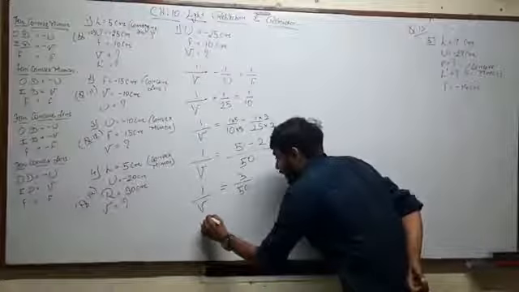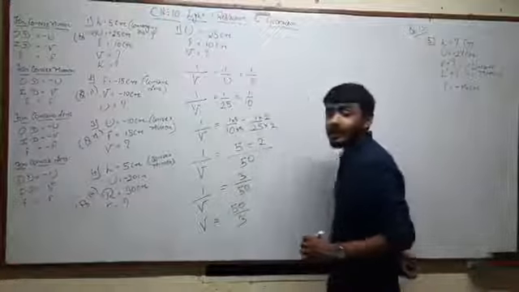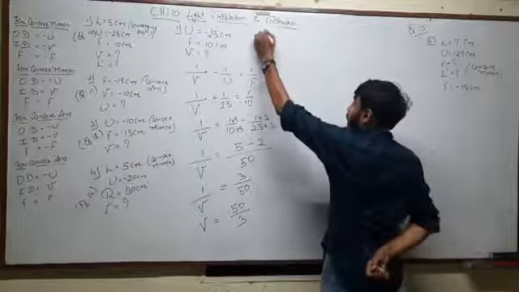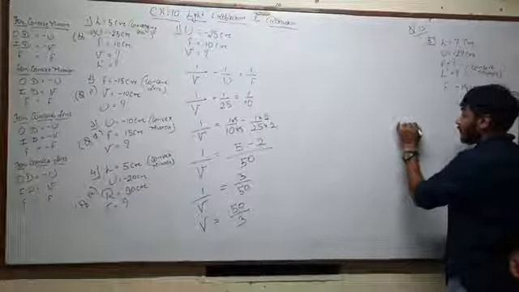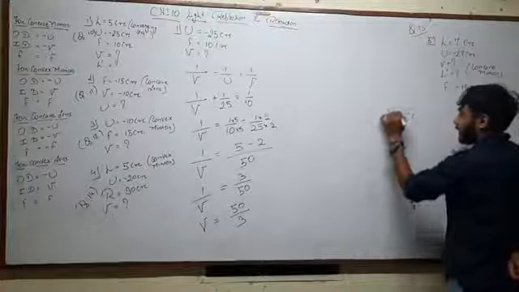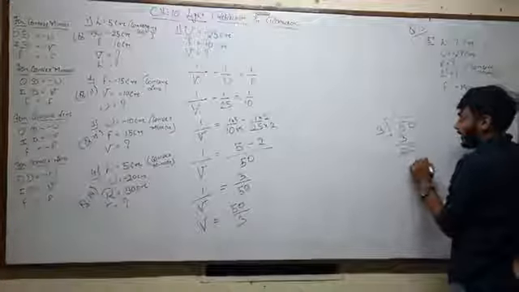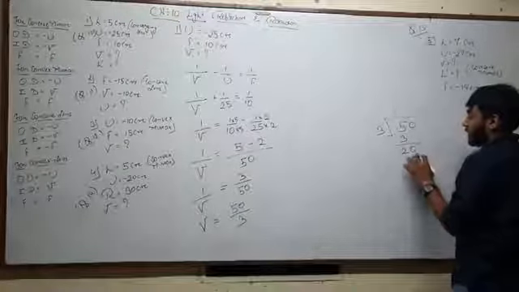We can also write that v is equal to 50 divided by 3. So we need to solve for v. Let us solve it over here. 50 divided by 3. 1 threes are 3, so we are left with 20.